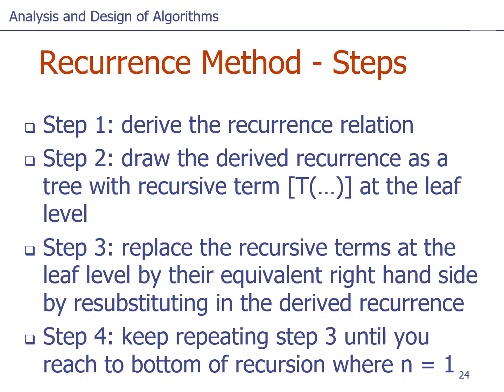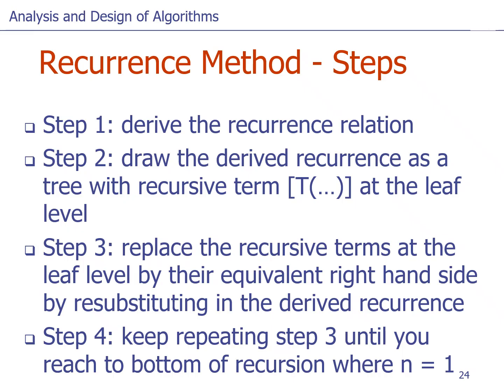So a crucial step in building the recurrence relation is to understand how the data has been reduced from the first call all the way till the call where we hit the base case. After that, we will write down the recurrence relation. This will be step number 1. Step number 2, we are going to draw the derived recurrence as a tree with the recursive terms at the leaf level. We are basically going to grab the recurrence relation and use it to construct the tree. This is the simplest approach that we could use, and it works greatly, as you will see.